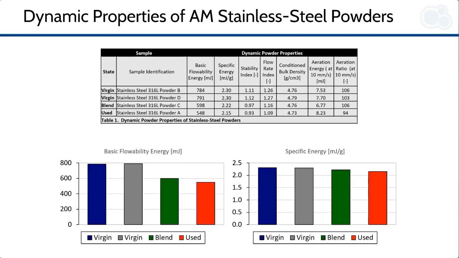Looking more closely, the basic flowability energy, BFE, is presented in the chart on the left. This is the energy required to move confined powder in a defined space. The higher the energy, the more resistance there is to confined flow. The BFE decreases significantly with usage. The powders flow better after being used.